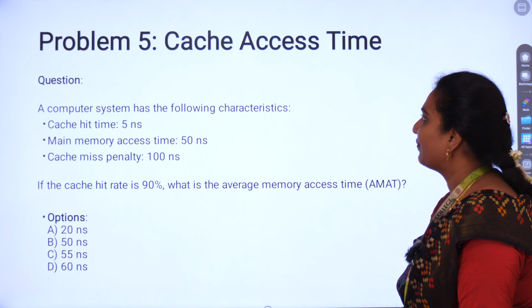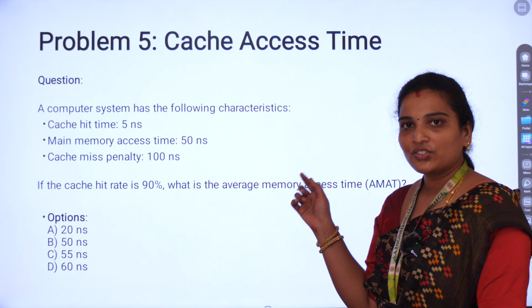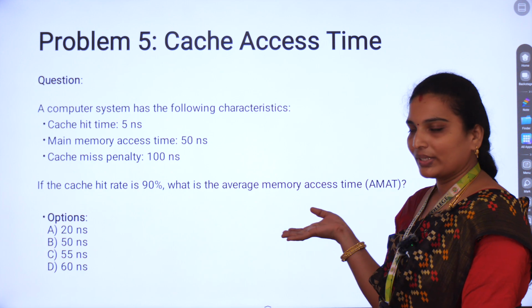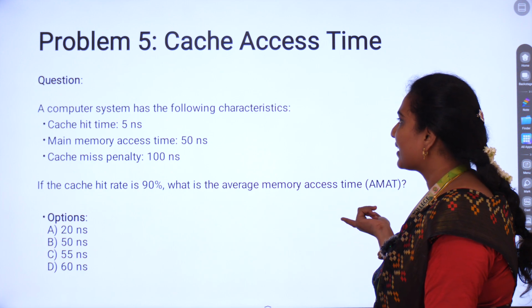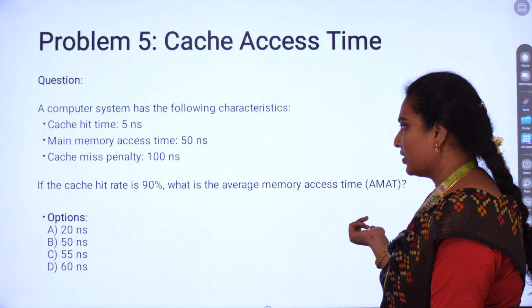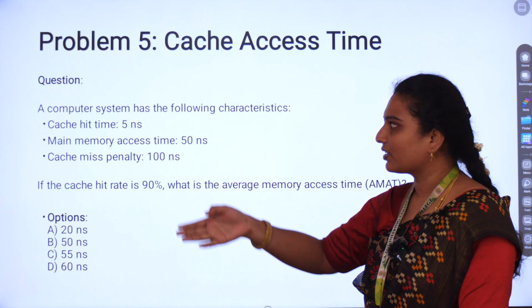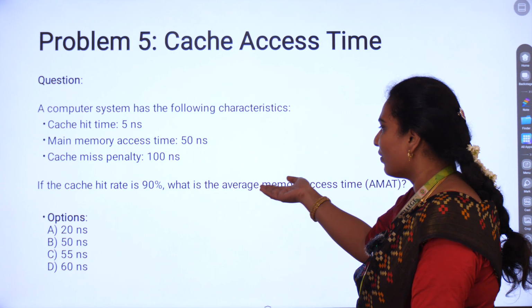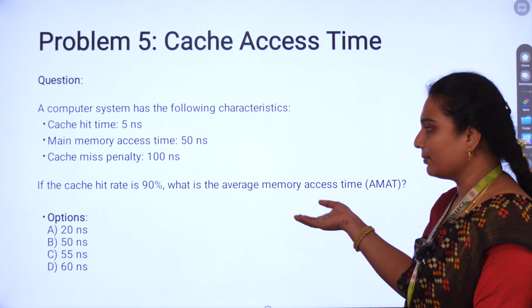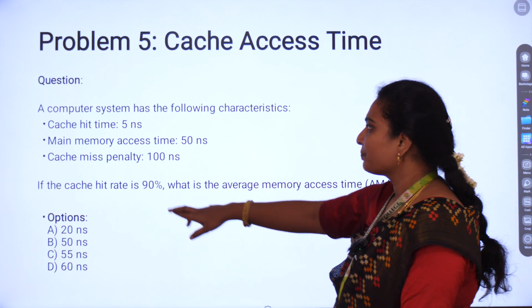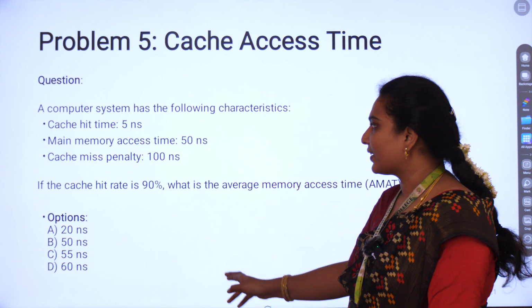Okay, next the fifth problem, which is the cache access time. Let us see the question. A computer system has the following characteristics. This is a similar problem to what we have seen two problems back for finding the average memory access time. The same formula can be used. Let us see what data they have given.